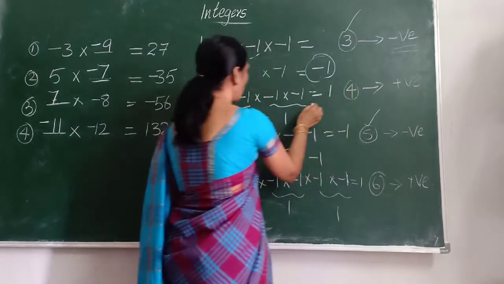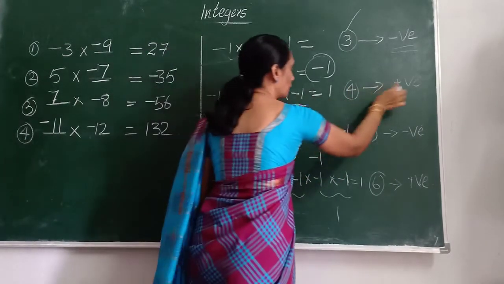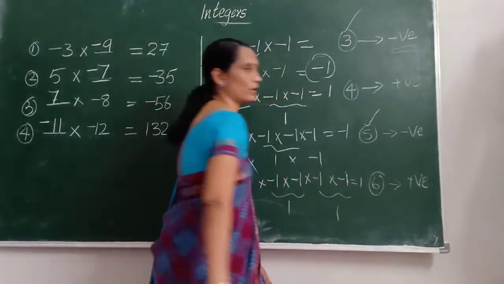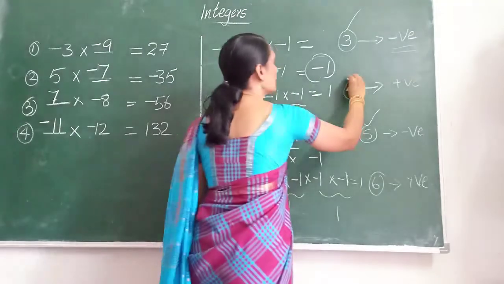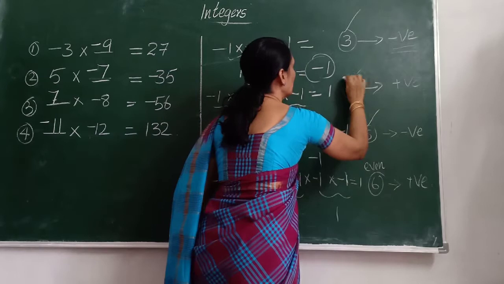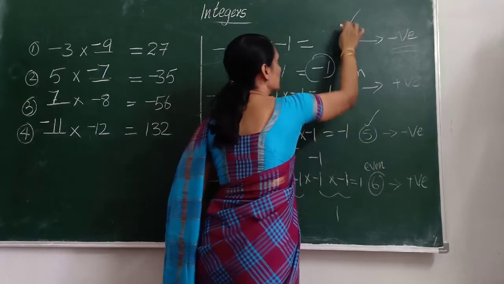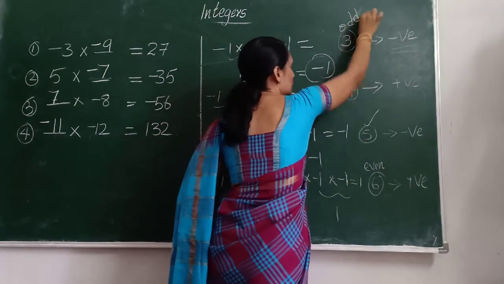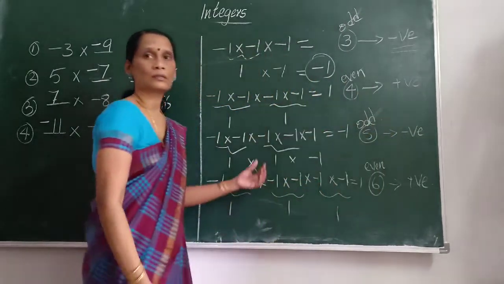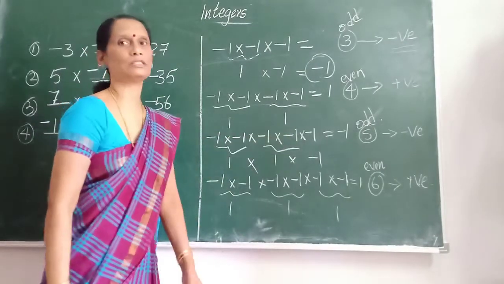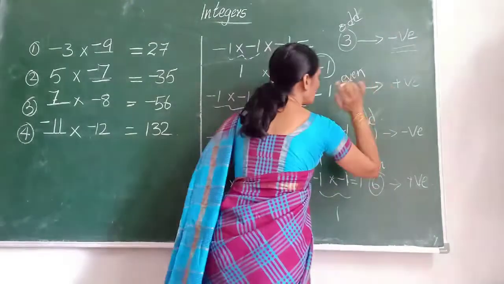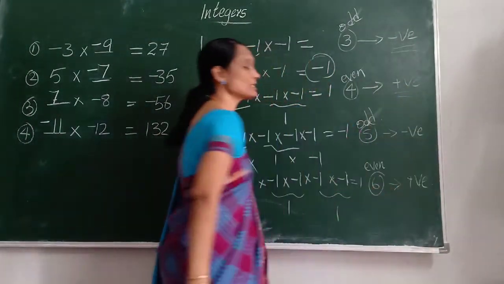And observe this one, 4 and 6. When there are 4 integers which are multiplied, we got positive answer. This one also, when there are 6 integers, we got positive answer. That means 4 is an even number and 6 is also even, isn't it? 4 is an even number. 3 is an odd number. So when negative integers are multiplied an odd number of times, you will get negative. And if a negative integer is multiplied an even number of times, we will get positive.